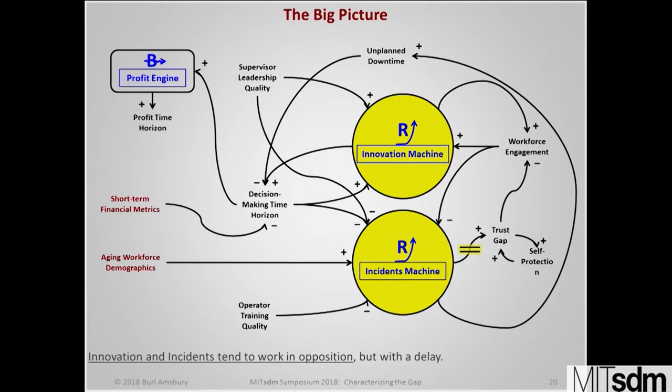And they're separated by a trust gap, so a delay, but it's interesting that they tend to work in opposition. And that's because, just as you'd expect, a healthy organization will tend to encourage innovation and discourage incidents, and vice versa. So there's that trust gap.